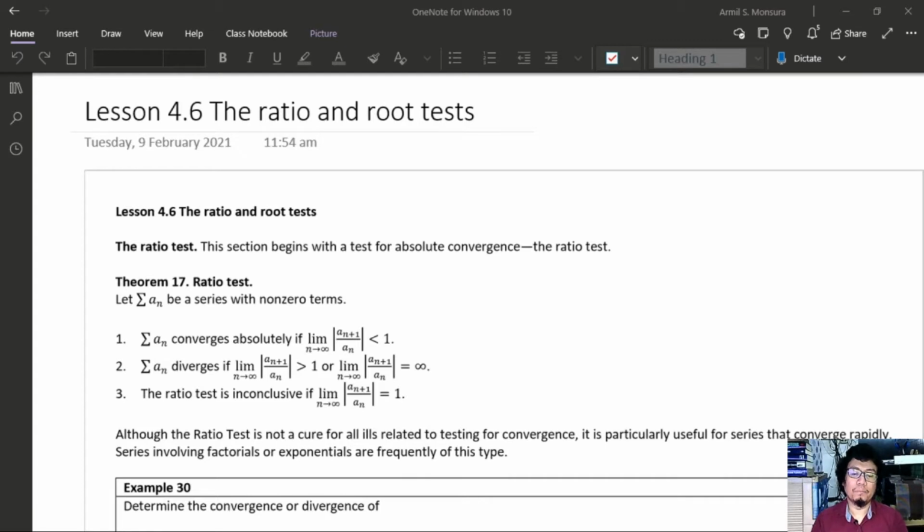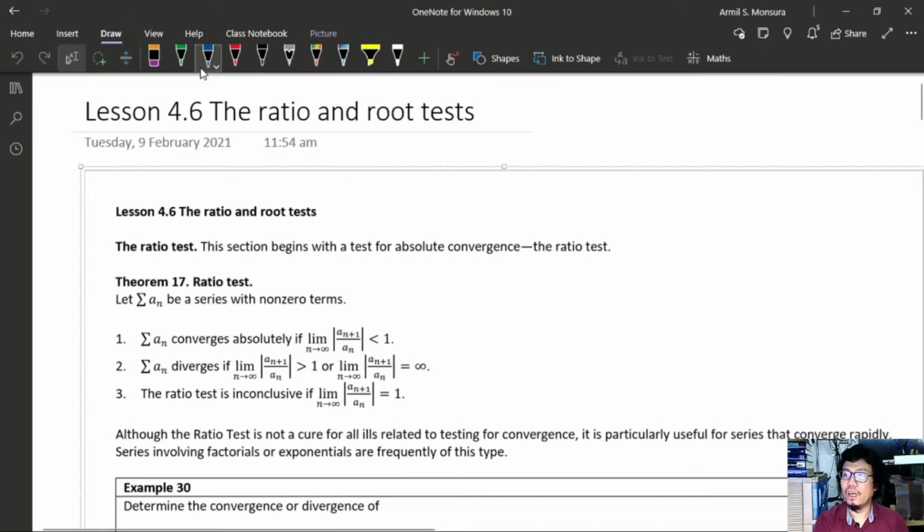In particular, I am using the book by Larson and Edwards. The title is Calculus. That book contains numerous exercises about this, so you may want to consult the book, look for exercises, and practice. As I mentioned, we will discuss the last two tests.